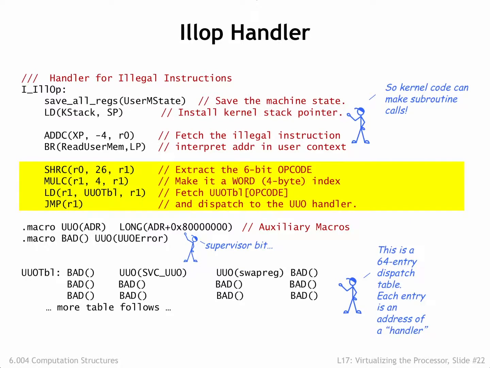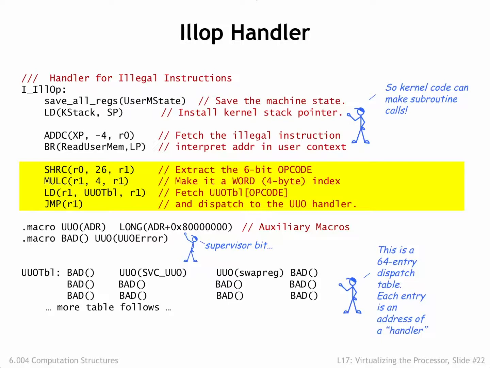Then we'll use the opcode of the illegal instruction as an index into a table of subroutine addresses, one for each of the 64 possible opcodes. Once we have the address of the handler for this particular illegal opcode, we jump there to deal with the situation. Selecting a destination from a table of addresses is called dispatching, and the table is called the dispatch table.